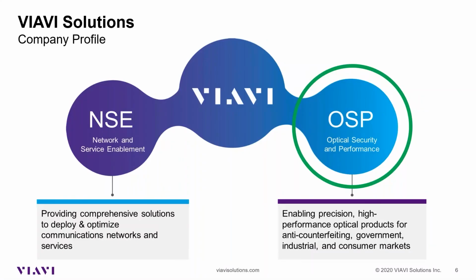A couple of words regarding our company. VIAVI is an American company. We are divided in two business units. One is called NCE, that is working on the telecommunication side, and the other one is called Optical Security and Performance Product. That is where the MicroNIR product line is inside.